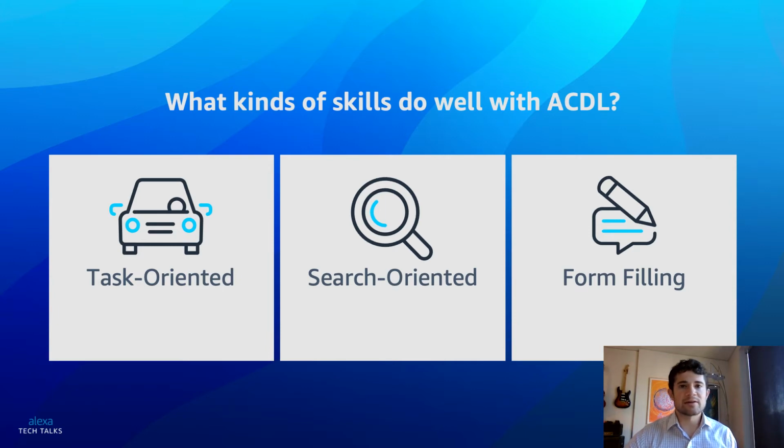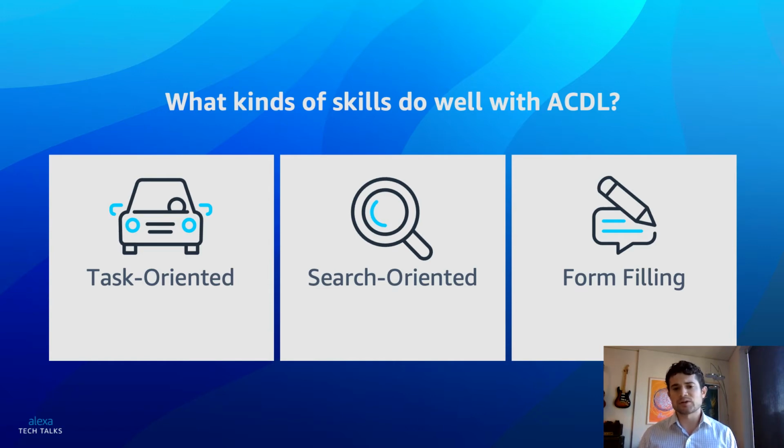There's also a second question to answer here, which is what types of skills are a good fit for ACDL? In general, skills that are a good fit for Alexa Conversations are still a good fit for ACDL. And these can be lumped into three categories. The first category is task-oriented skills, where the user is trying to accomplish one or more tasks via voice. An iconic example would be a ticket booking skill, where you need to collect a number of inputs in order to accomplish the task.